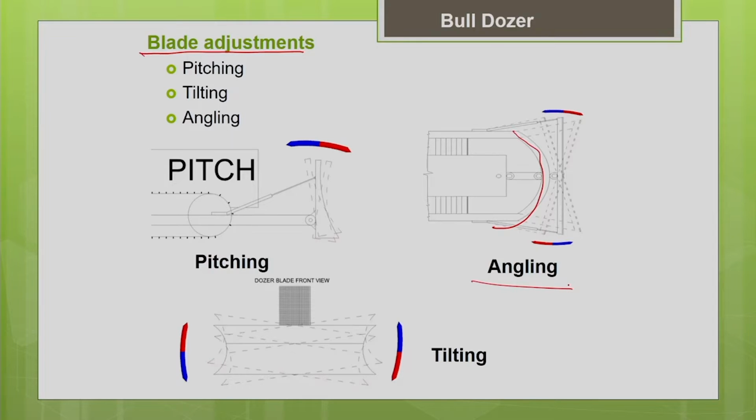Similarly, some of the bulldozers have this kind of tilt cylinders and pusher arm arrangement. In those bulldozers, some of the movements are possible. We will discuss all the possible movements in detail in the upcoming slides. Basically, pitching, tilting and angling are the three types of blade movements commonly seen in bulldozer blades.